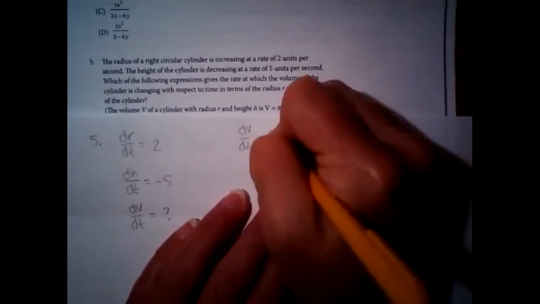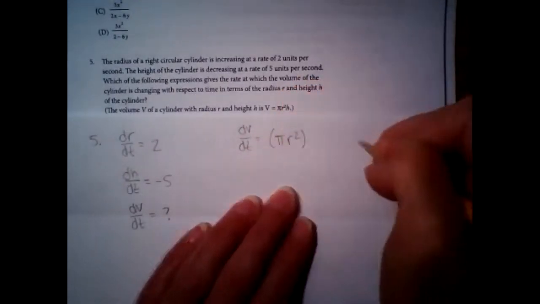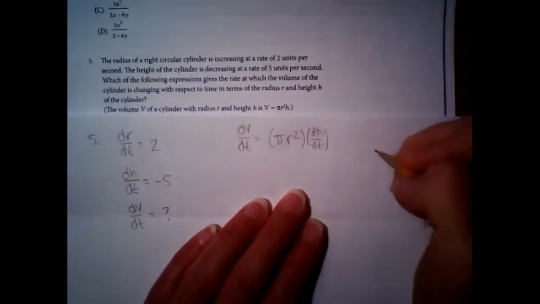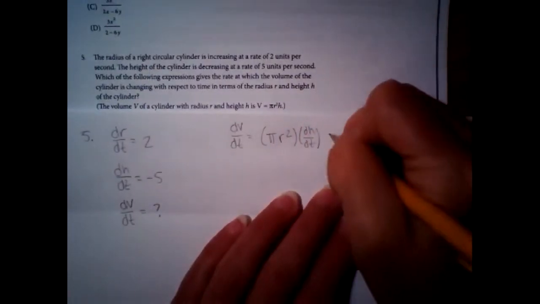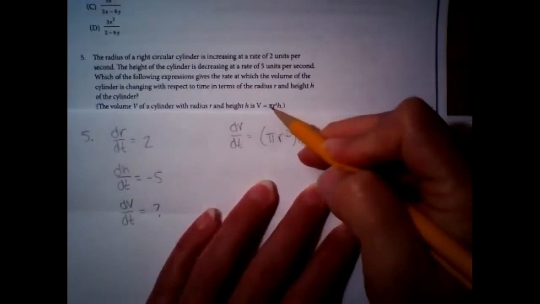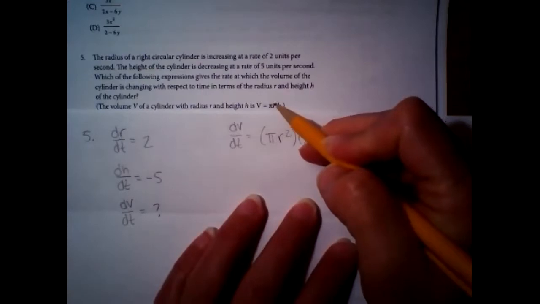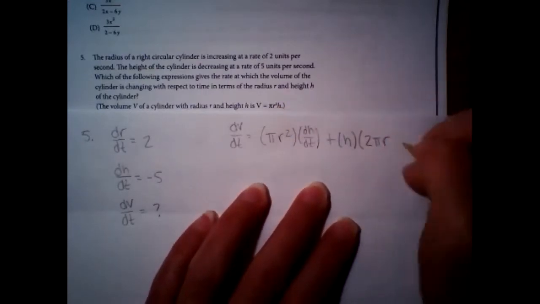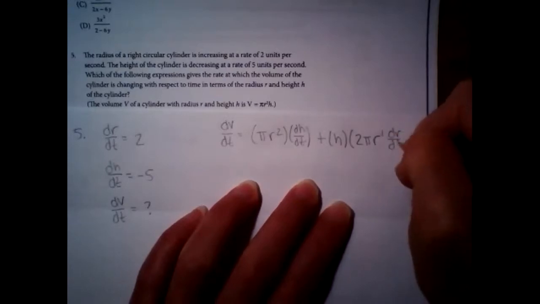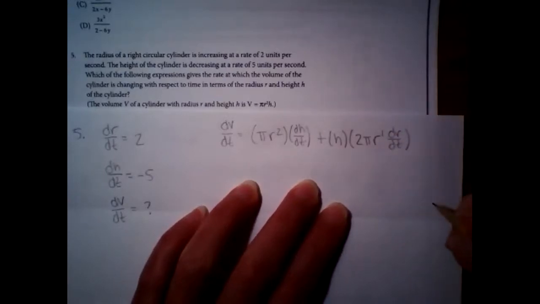Right, so product rule. First, pi r squared times derivative of the second, that's dh/dt. Everything's with respect to time. Plus the second function times derivative of the first. So derivative of pi r squared, you're going to bring the 2 down. It'll drop to a 1. You can put the 1 there if you want. And then chain on dr/dt. Again, everything is with respect to time.